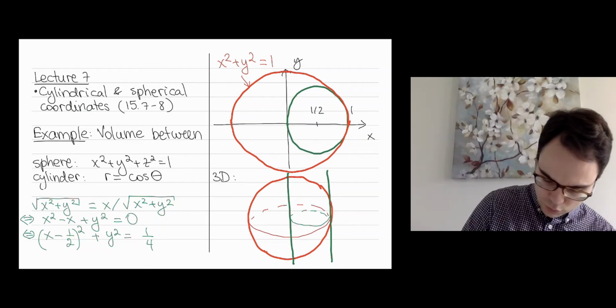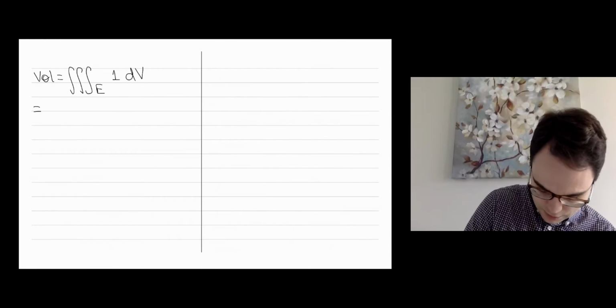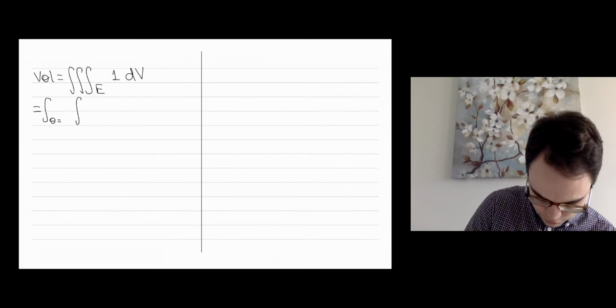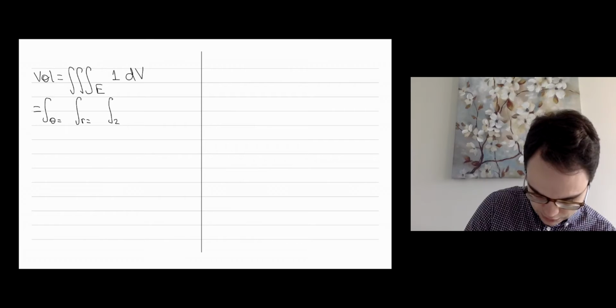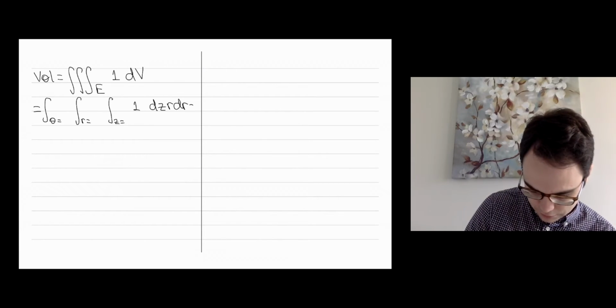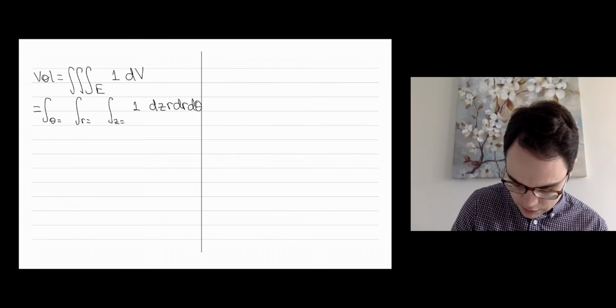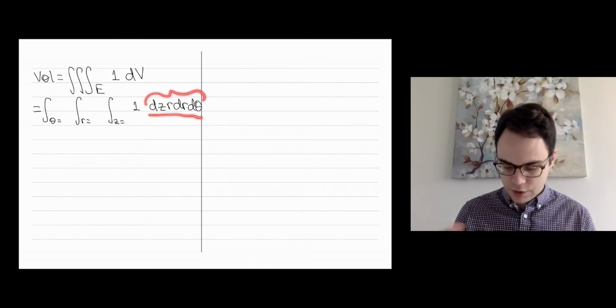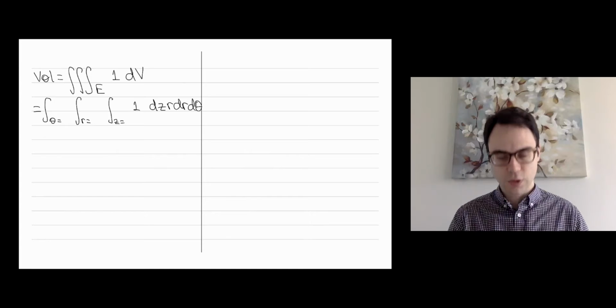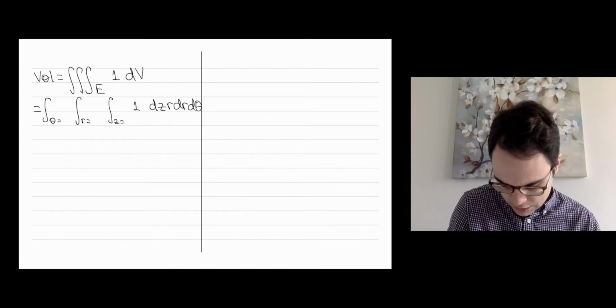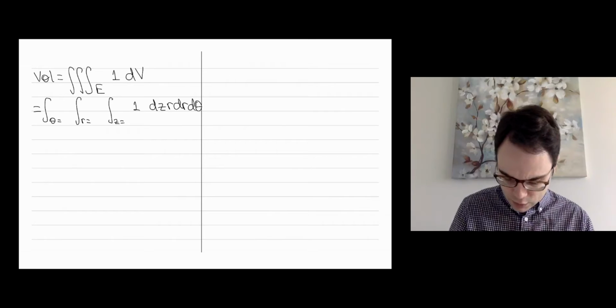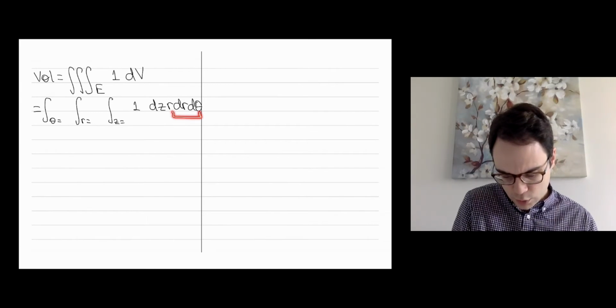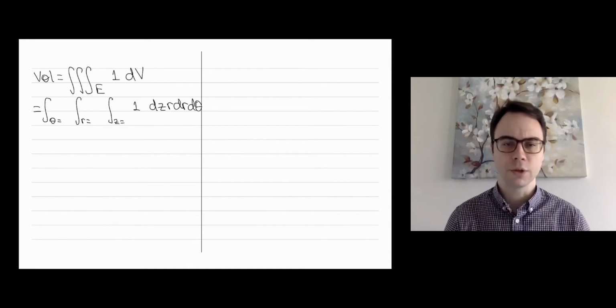So we'll have bounds. There's theta, then there's an integral in r, there's an integral in z, and then we integrate 1 times dz, then r dr d theta. Right, because dV in cylindrical is dz r dr d theta. The order is we can use whatever order we like. Normally it's useful to have dr d theta in this order. dz can come before or after r dr d theta.